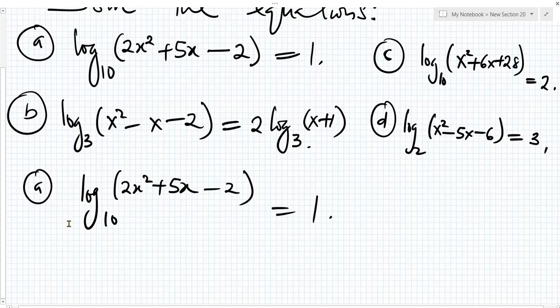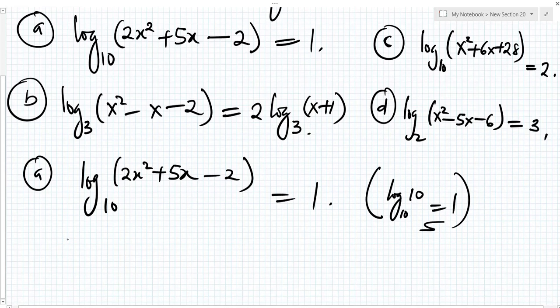Now we know that log 10 base 10 is equal to 1. That is a logarithm rule. So log of any number to the base of that number is equal to 1. So we are going to use it here.